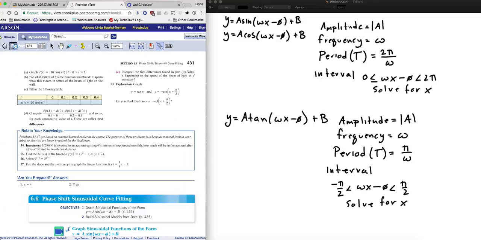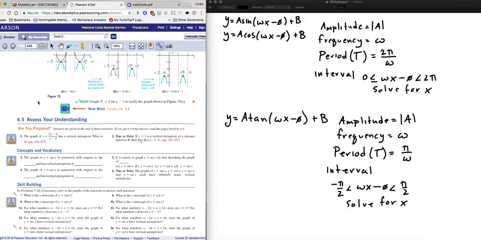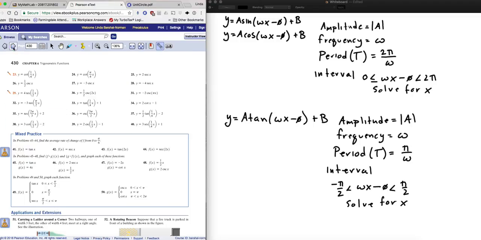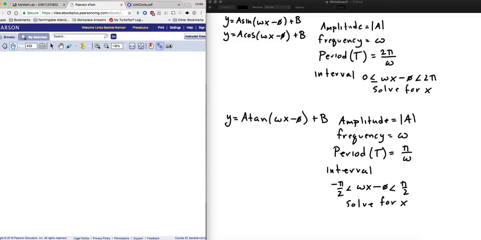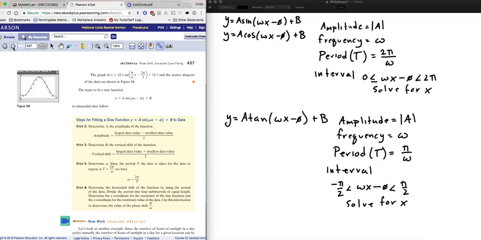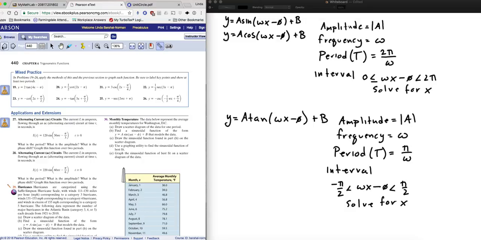Excuse me while I flip pages here. There's some tangent graphs here you can work on. Just work on the tangent graphs. Let's say 17 through 22, just the tangent ones. Now, these are the phase shifted problems. So this is the real guts of what we're doing here.